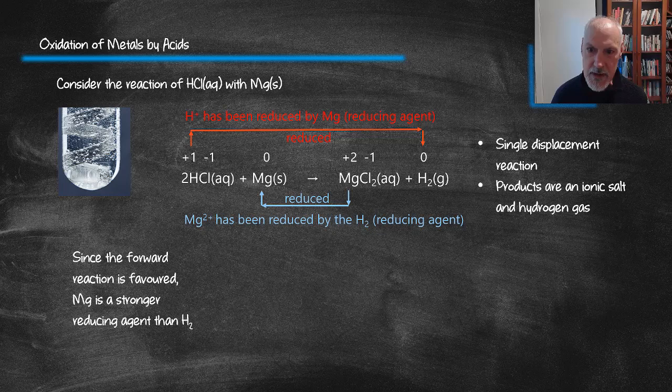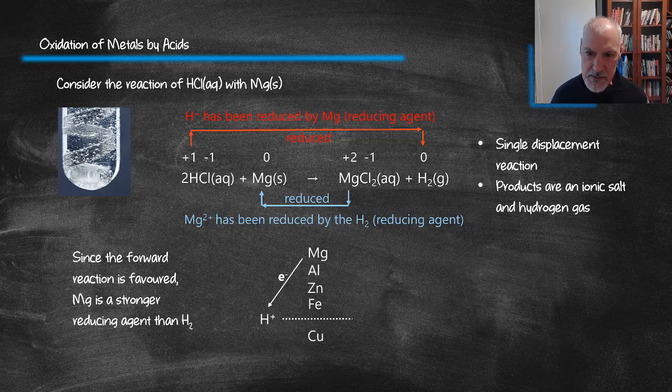Since the forward direction is favored, I can say that the magnesium must be a stronger reducing agent than hydrogen. What that essentially means, being a stronger reducing agent, is it's capable of forcing its electrons onto the hydrogen ion. The stronger the reducing agent, the greater its force in forcing its electrons on other species.